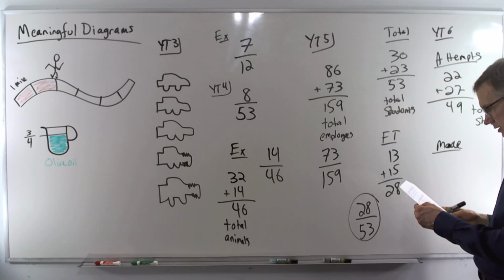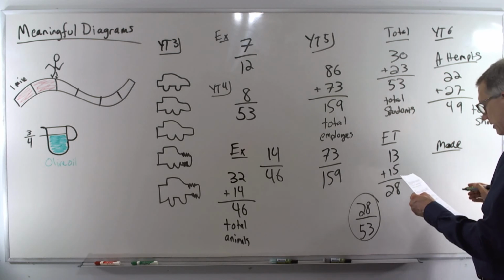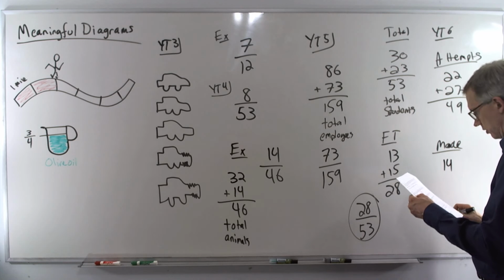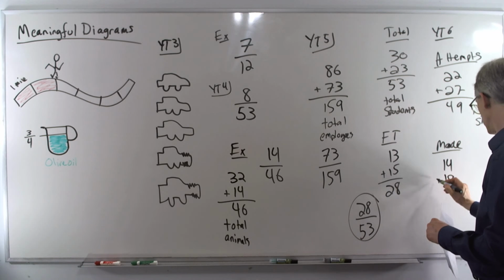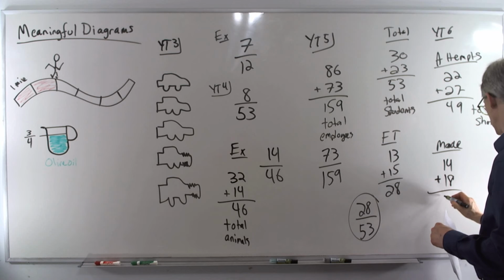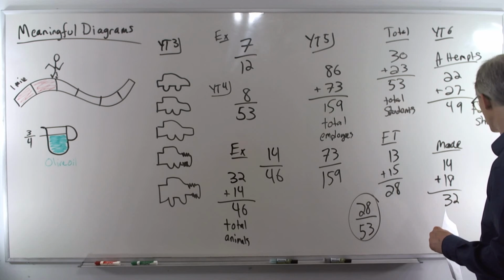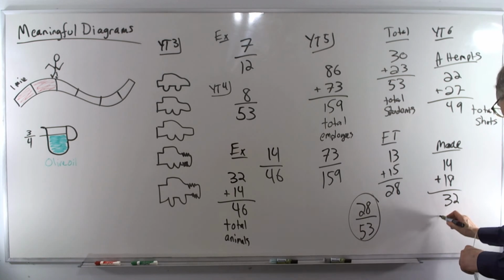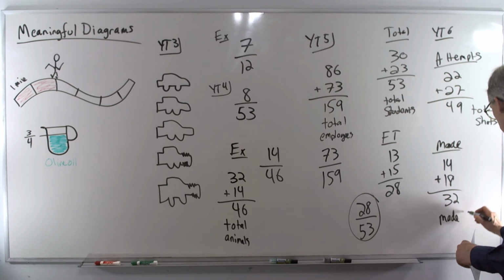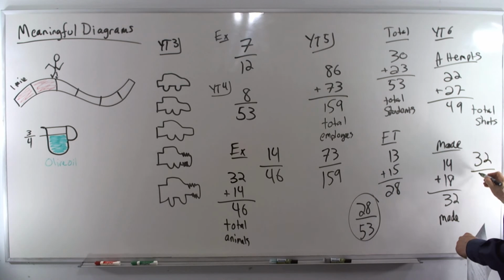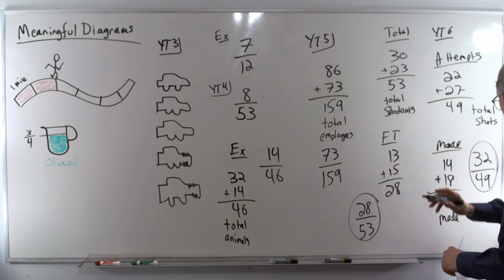Made. You got Ray making 14, Julie making 18. Add them together, 32. So our fraction is 32 over 49.